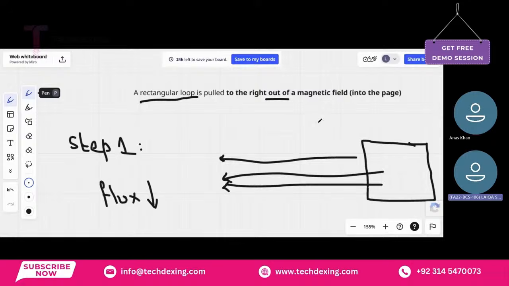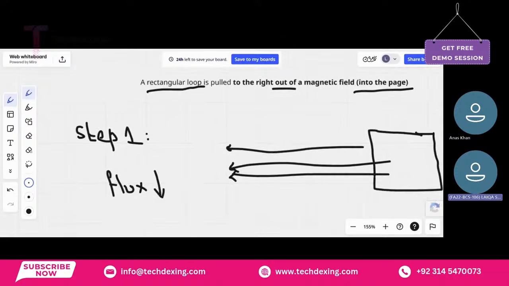What was the direction of the original magnetic field? The direction of the original magnetic field was out of the page, right? Into the page, sorry. It's into the page. So the system will try to oppose this decrease, and to oppose this decrease, it will create an induced magnetic field which will also be directed into the page.